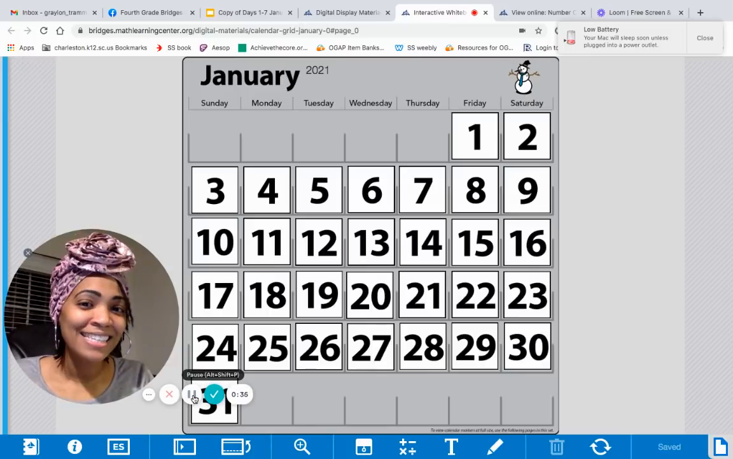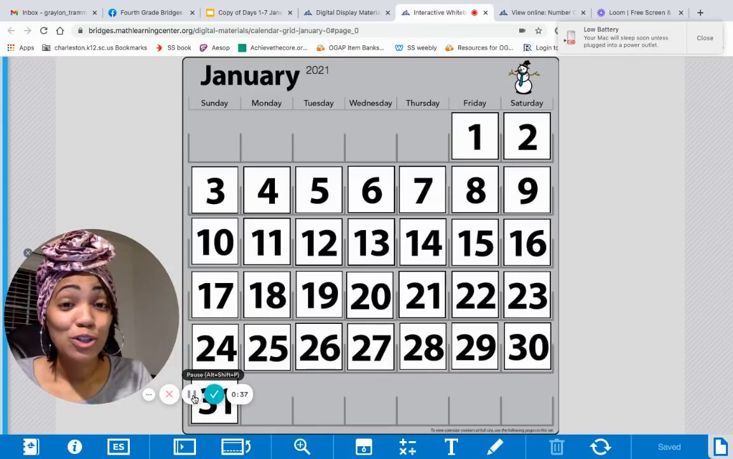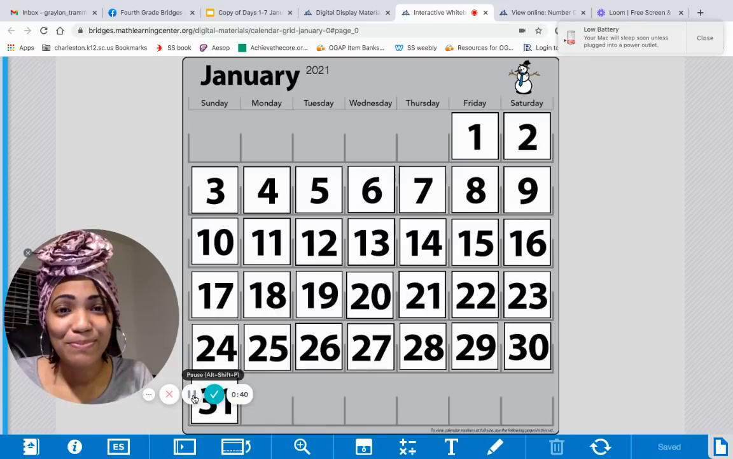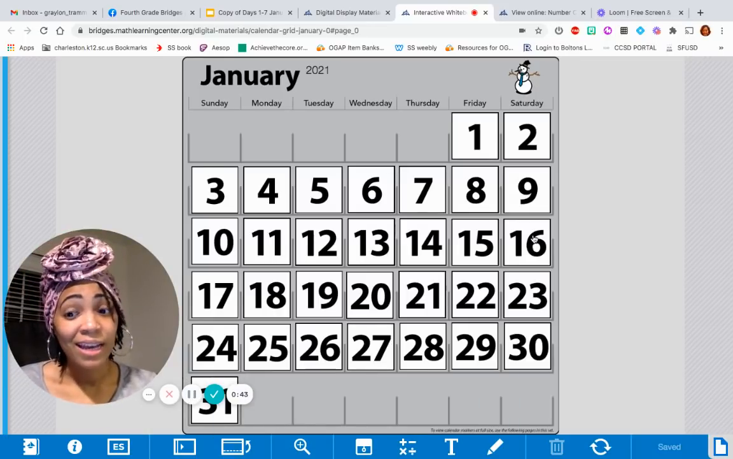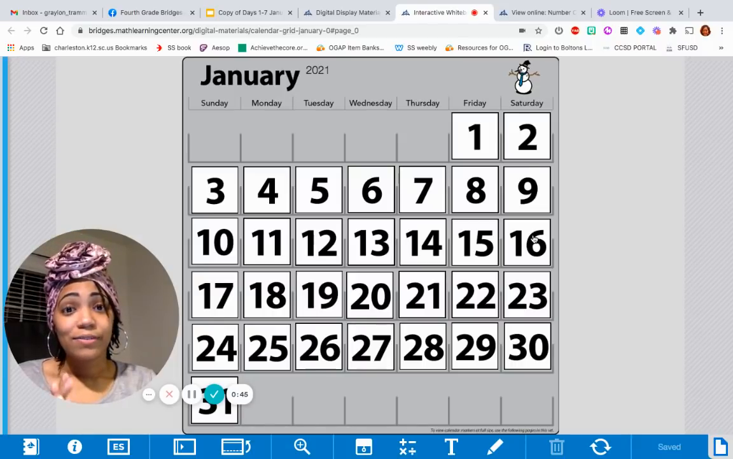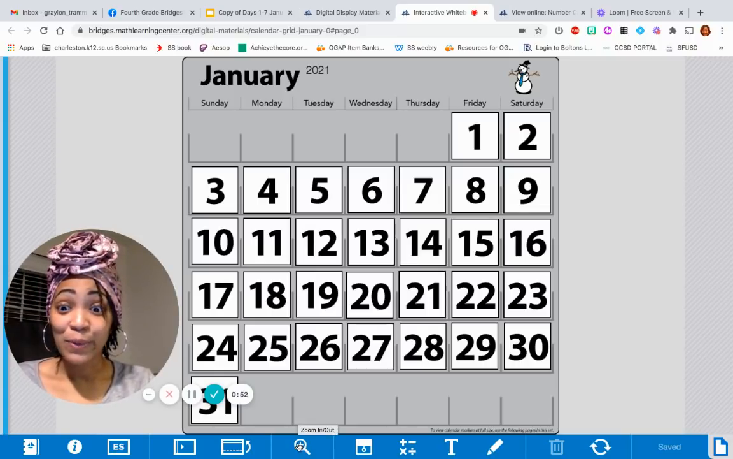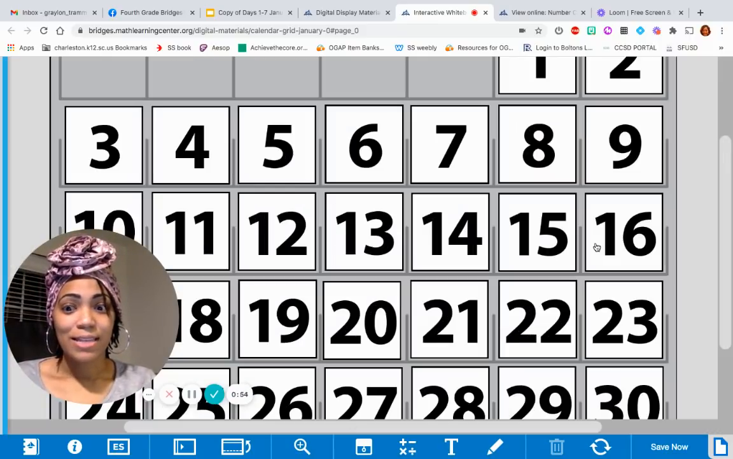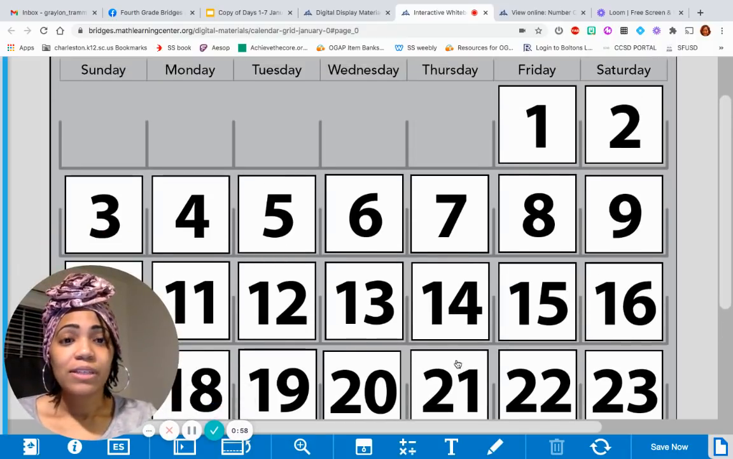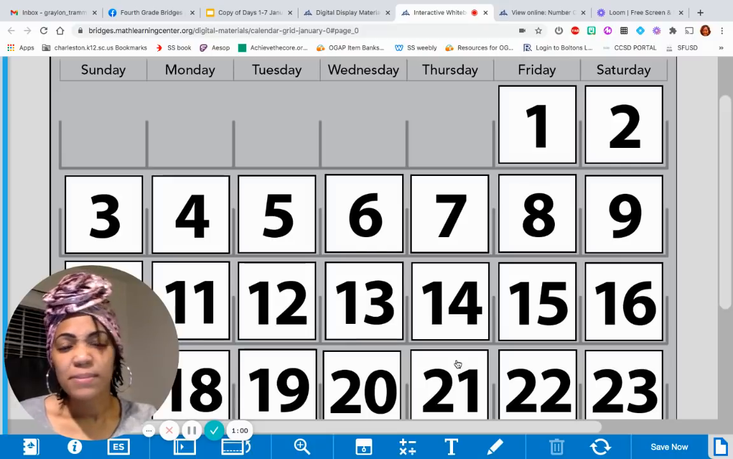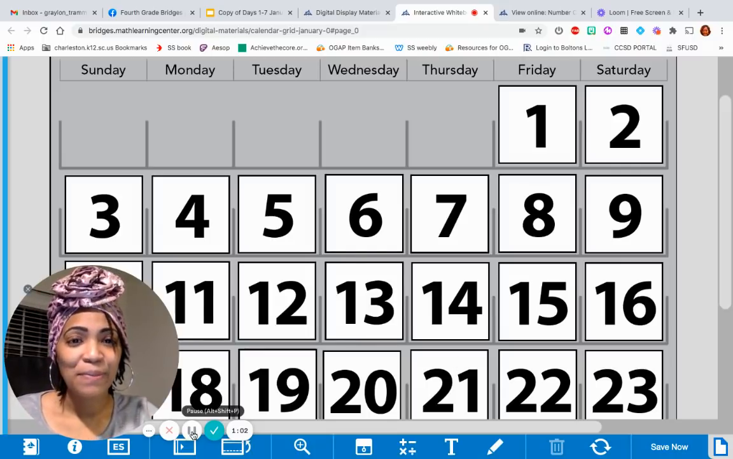Today is January 6, 2021. Today we are going to look at all the calendar markers from January 1st until today the 6th and see what kind of pattern we have going on this month. Now, when I turn these cards over, I just want you to make some observations to yourself, all right?